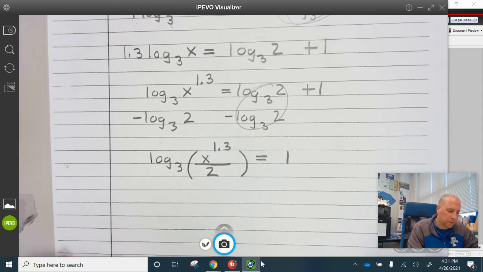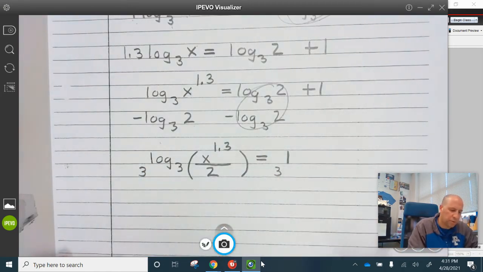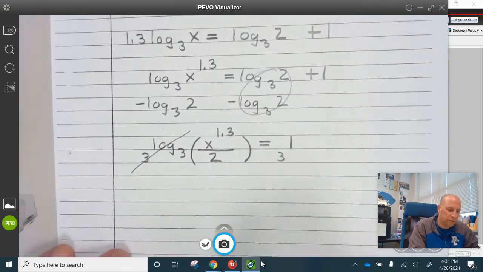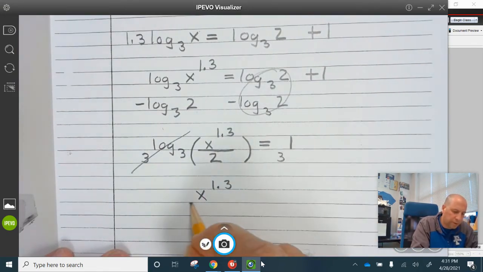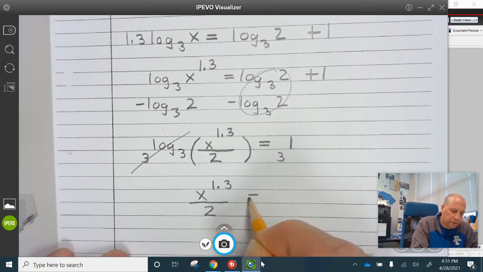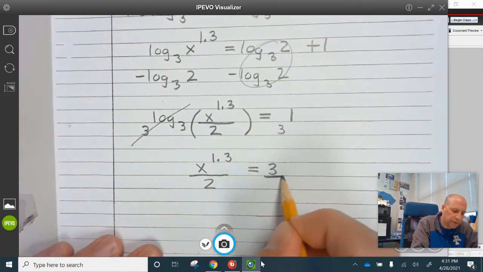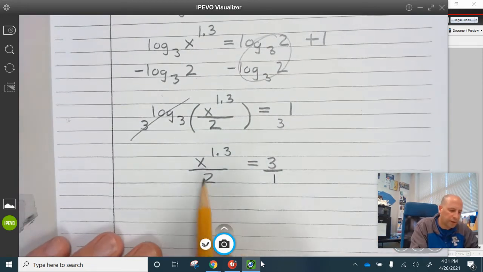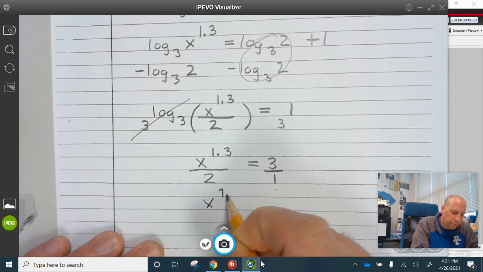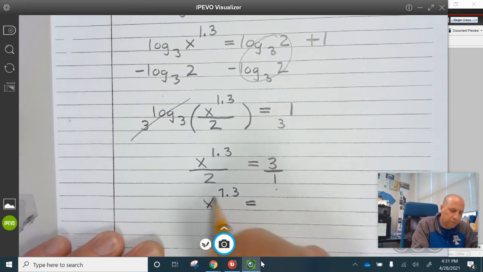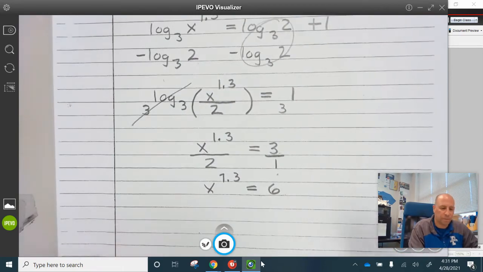Okay, now we're going to raise both sides by 3. When you do that, that goes away. You're left with x to the 1.3 divided by 2 equals 3. That's technically divided by 1, so cross multiply. X to the 1.3 times 1 is x to the 1.3 equals 2 times 3 is 6.